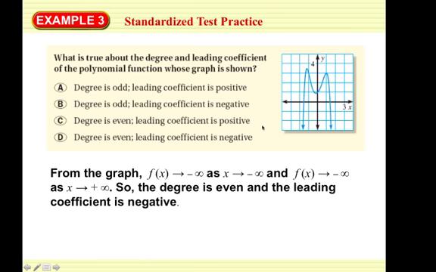So from the graph, if you don't remember it that way, you can always do it more analytically. F of x goes to negative infinity as x goes to negative infinity, and f of x goes to negative infinity as x goes to positive infinity. So the degree is even and the leading coefficient is negative.